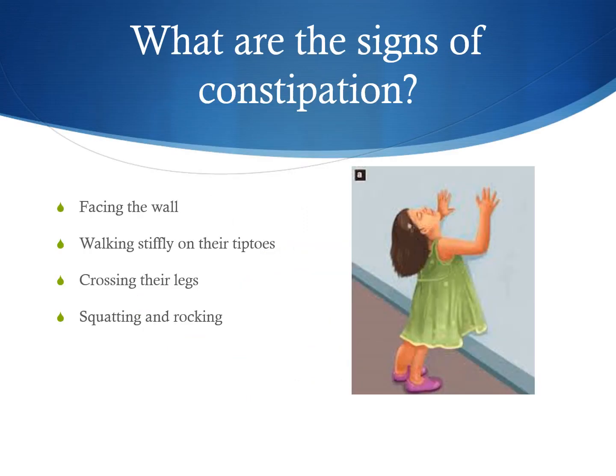So what are the signs that a child is constipated? He may face the wall when trying to poop. They walk stiffly on their tiptoes or cross their legs or do squatting and rocking in order to defecate.